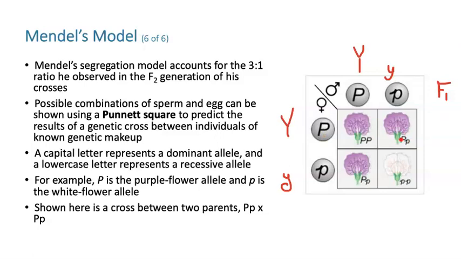These Punnett squares are great to predict the results of a cross between individuals when you know their genetic makeup, their genotype. Again, capital letters are dominant and lowercase letters are recessive. And so what you see here is a cross between a big P, little p heterozygote crossed with another one just like that, big P, little p. And these are the gametes here. Notice that they've segregated. We've put them in different cells.